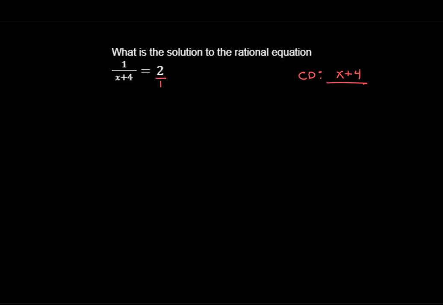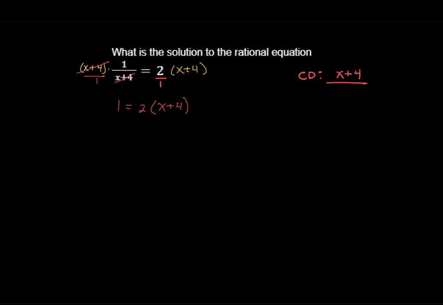Now that we have the common denominator, we are going to multiply both sides of the equation by that common denominator. So our common denominator is x plus 4, so I'll multiply both sides by x plus 4. And on the left side, since I have one x plus 4 on top and one x plus 4 on the bottom of the fractions, they will end up canceling out, leaving me with 1. On the right side, I can't actually cancel anything out, so I have 2 times x plus 4.